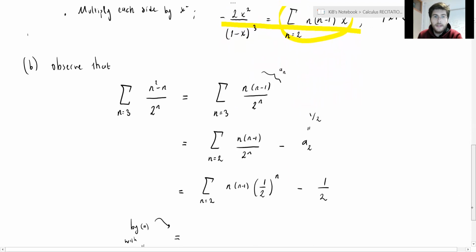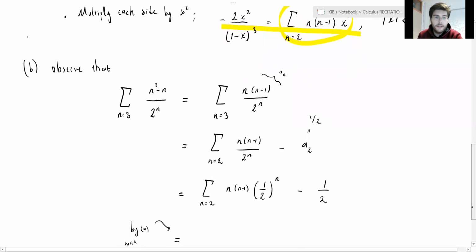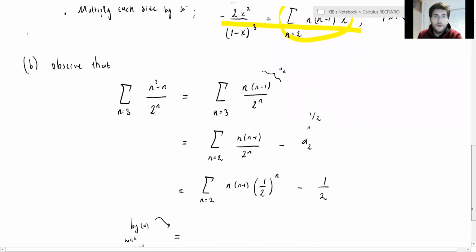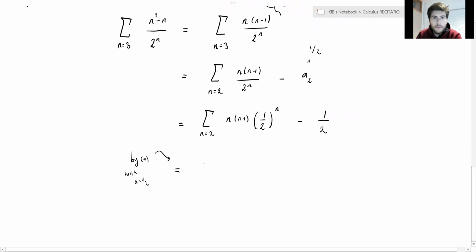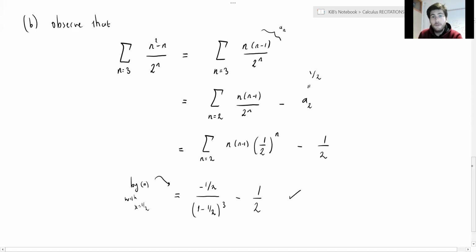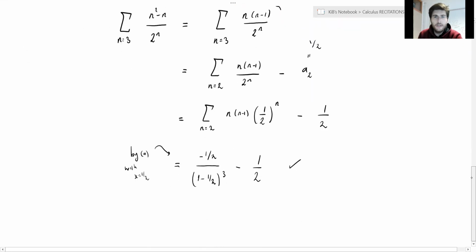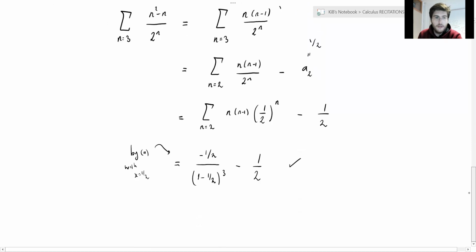When you substitute x equals 1 over 2, you have minus 1 over 2 here, minus 1 over 2 divided by 1 minus 1/2 cubed, minus 1/2. Therefore, actually we are done. We compute this series by using part A with the specific value of x. You can compute the rest, it's not that important.